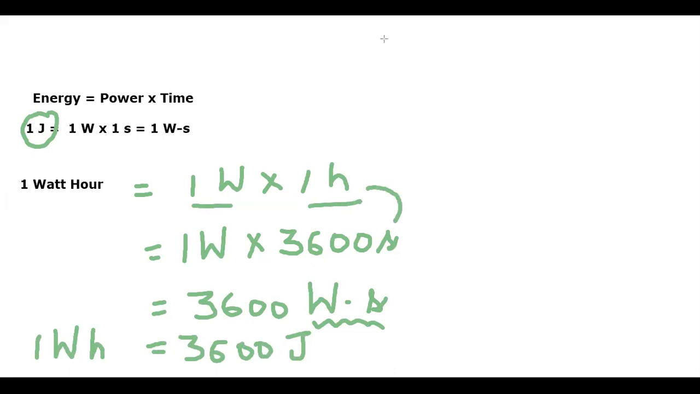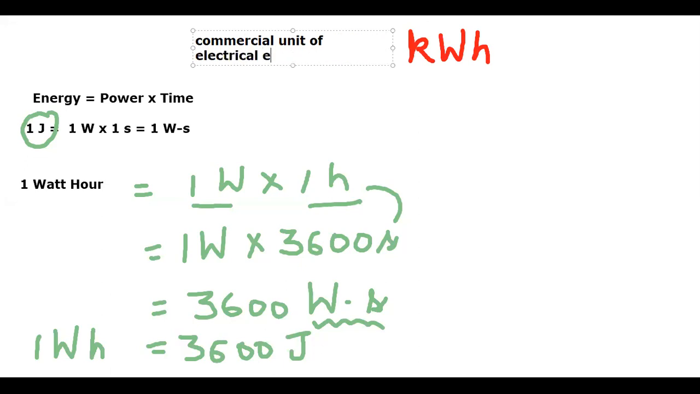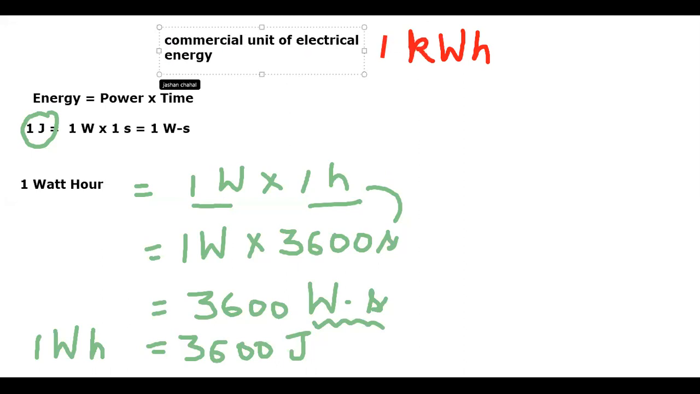Similarly, there is one more unit, 1 kilowatt hour. This is also known as the commercial unit of electrical energy. Electrical energy is usually measured in kilowatt hour, and commercial means which can actually be sold.